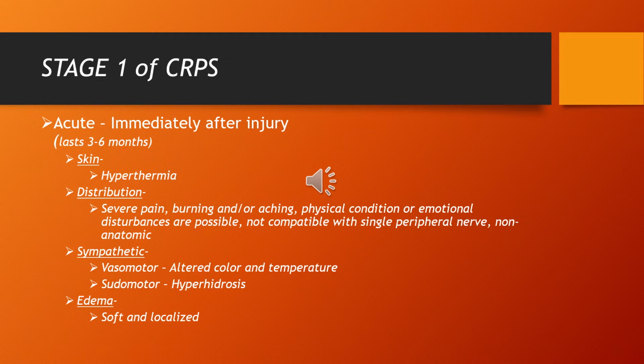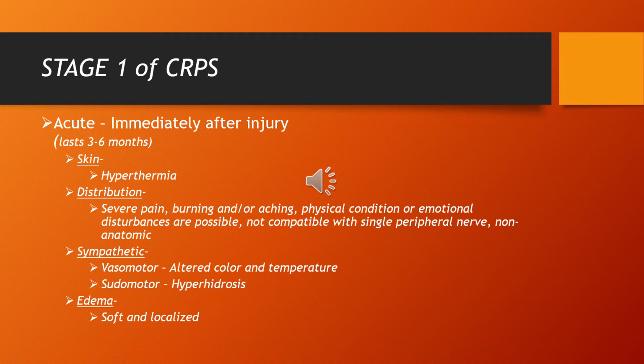The pain is severe, and can actually be more severe than it should be. You'll have burning and/or an aching of the area or the limb involved. Physical conditions or emotional disturbances are possible, so this can cause more physical symptoms, and emotionally it can start to wear on the individual. It's not compatible with a single nerve injury, and that's what we discussed in CRPS 1 versus 2. CRPS 2 involves a peripheral nerve, and it's non-anatomic, so there isn't a dermatomal pattern to this type of pain.